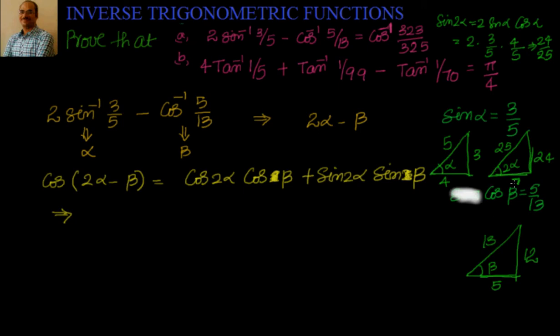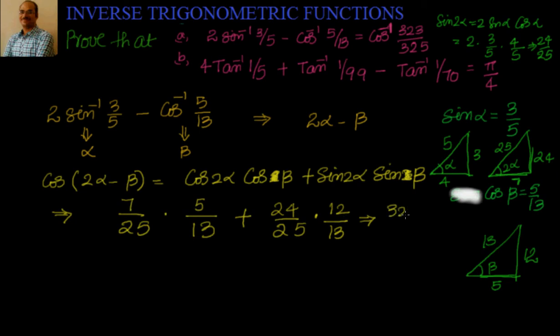Cos 2 alpha is nothing but 7 by 25 into cos beta 5 by 13 plus sin 2 alpha 24 by 25 into sin beta is 12 by 13. That's nothing but equal to, you can simplify that, 7 5s are 35, 24 12s are 288. If you add them, you will get 323 by 325. That's what we have to prove.